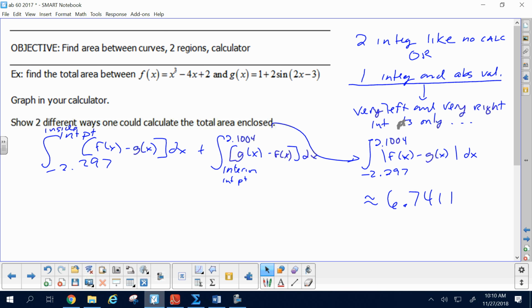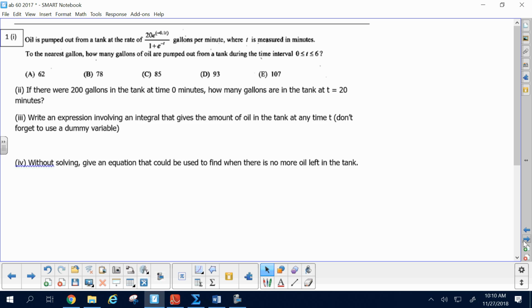All right? That's it. Okay. That's 2 ways. One's absolute value, so you don't have to do 2 integrals, and one is 2 integrals. But the absolute value you can only do when you have calculus. Absolute value is very valuable.